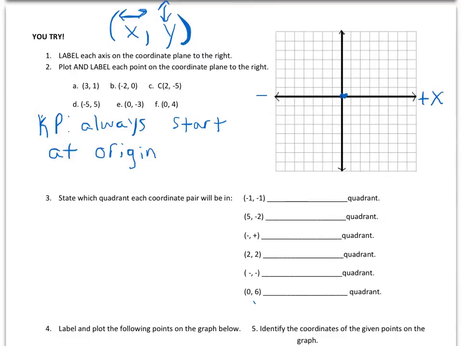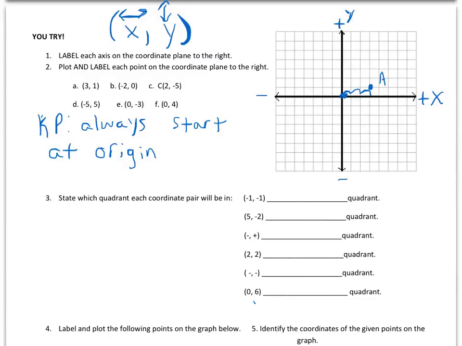So I'm going to go right 1, 2, 3. And then it's a positive 1, so do you think I need to go up or down for a positive on the y-axis? Well, it makes sense that up is positive, down is negative. Okay, so I go up 1, so my point would be right here. This is point A. Make sure you label that.